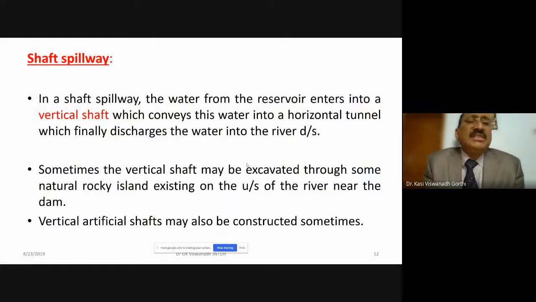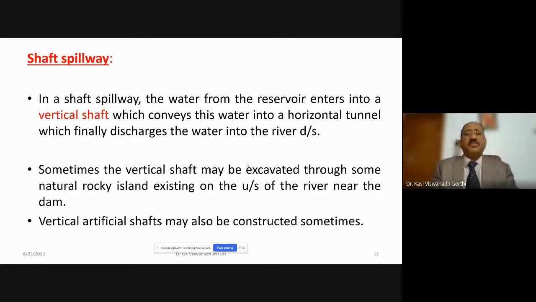The next category is the shaft spillway. In a shaft spillway, the water from the reservoir enters into a vertical shaft, which conveys this water into a horizontal tunnel, which finally discharges into the river on the downstream side. The very purpose of any spillway is to dispose of the excess water from upstream to downstream, but it should be safely disposed. It should not create any problem to the main structure of the dam, to the reservoir, or at the downstream portion.